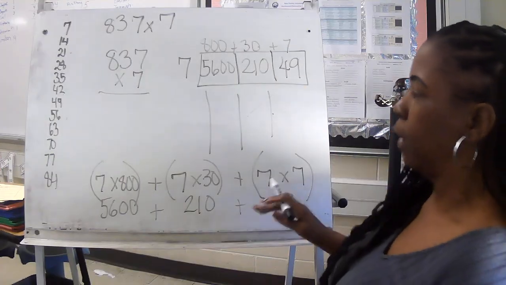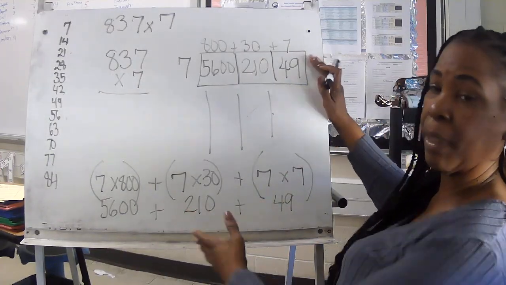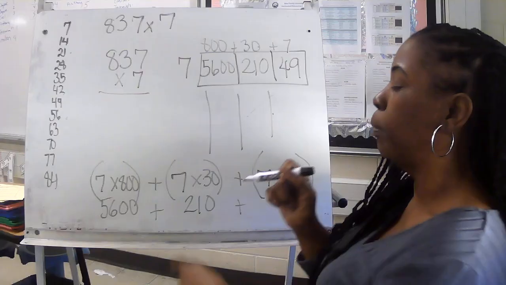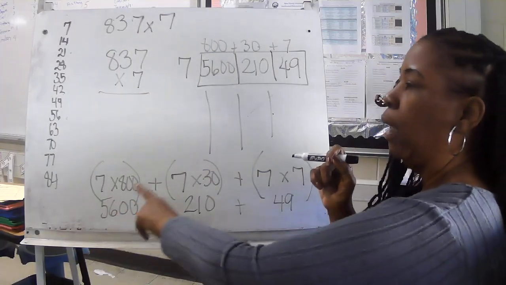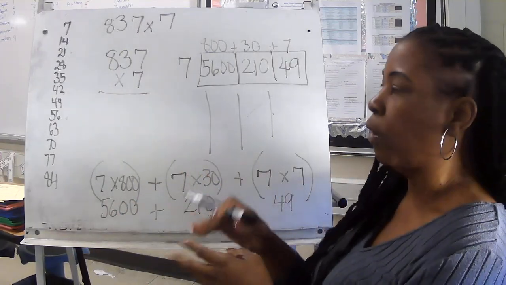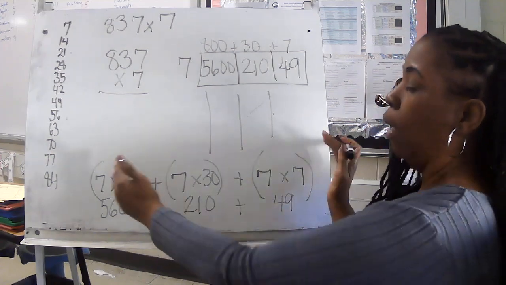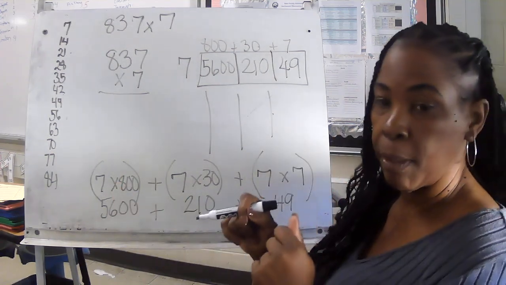And now you see why we did those simultaneously, because it's basically the same thing. However, they must know both because they are definitely exposed to them on their benchmarks and as well as their unit test on the distributive property as well as the area model. Okay?